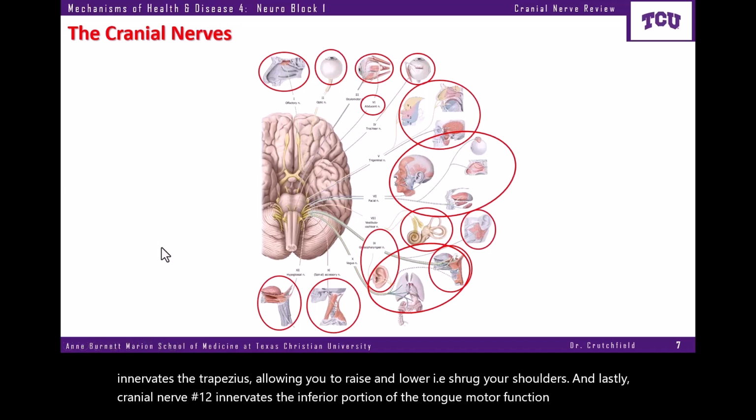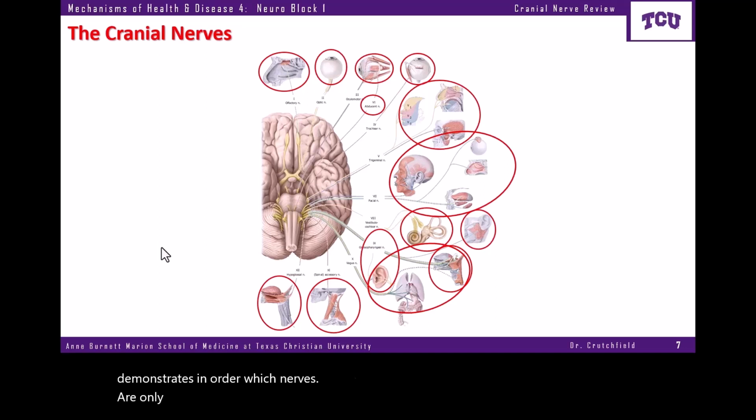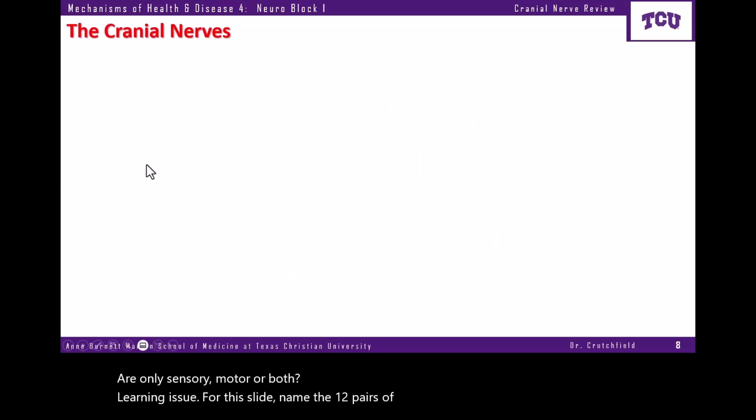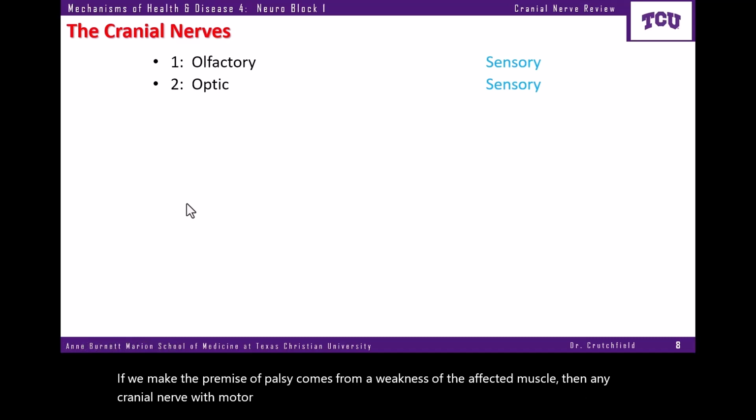Our next slide demonstrates in order which nerves are only sensory, motor, or both. Learning issue for this slide, name the 12 pairs of cranial nerves. If we make the premise a palsy comes from a weakness of the affected muscle, then any cranial nerve with motor or muscular innervations should in theory be prone to develop a palsy.